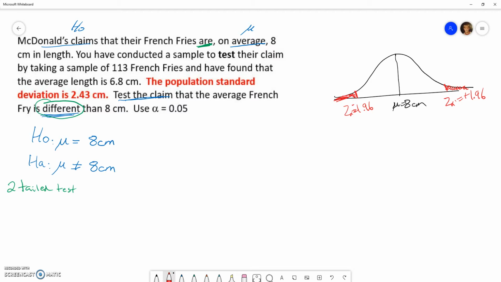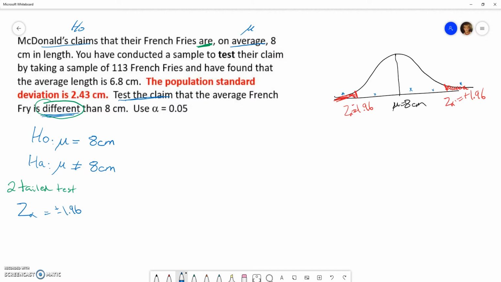If we find that our sample data is somewhere in this area, we know something is wrong. Or if it's something way down here, we know something is wrong. But for any value in the middle here where it's not shaded in, we just don't have enough evidence to say that McDonald's is wrong. So that's step 4. Let's put a value over here. The critical value, step 4, plus or minus 1.96.